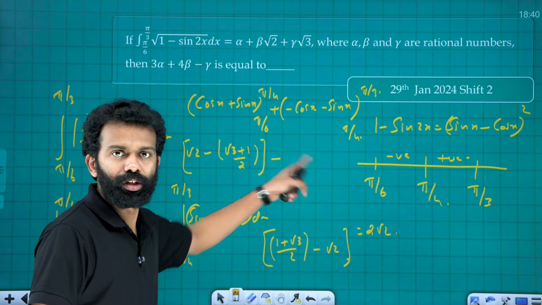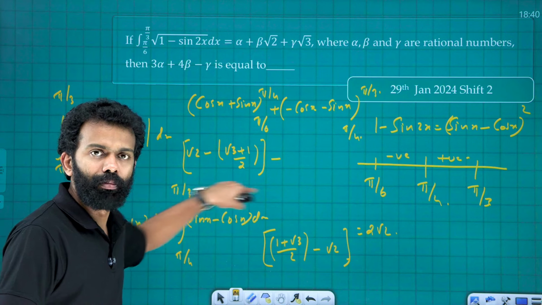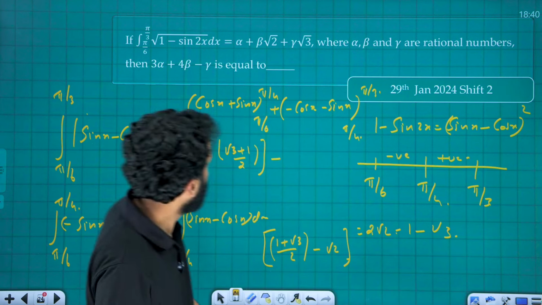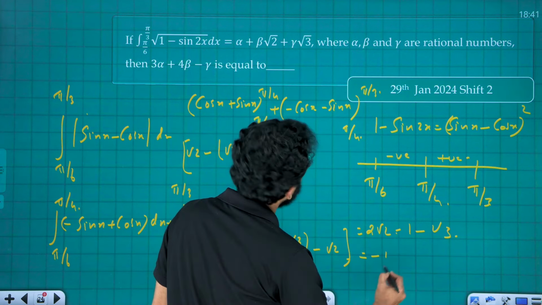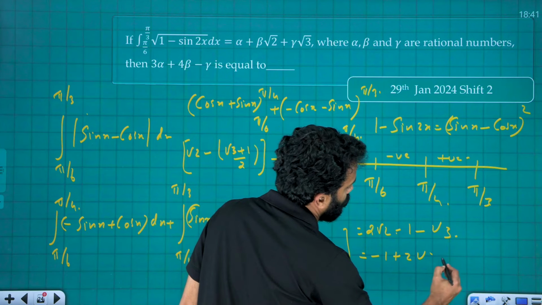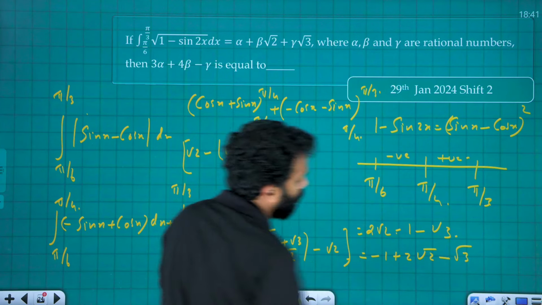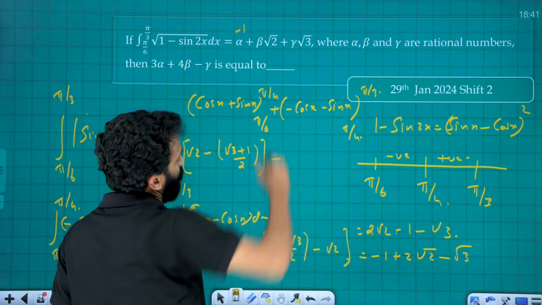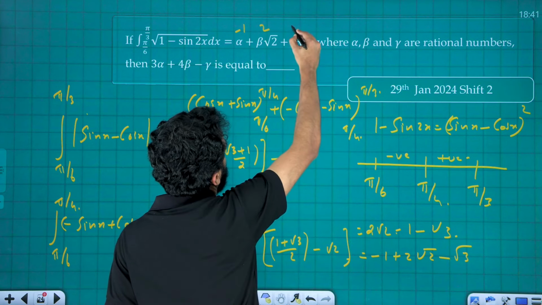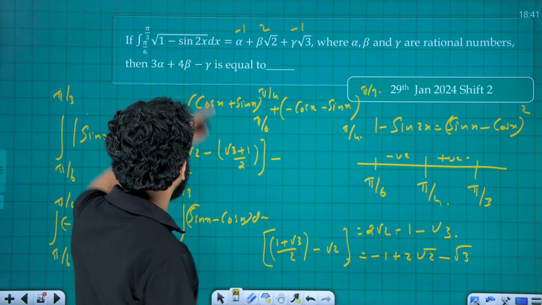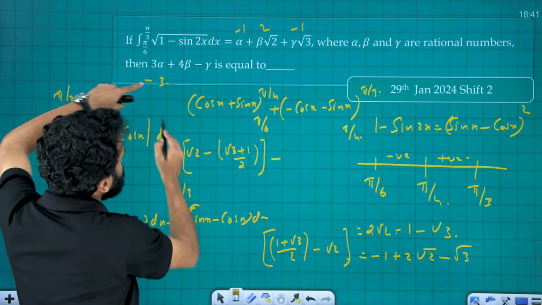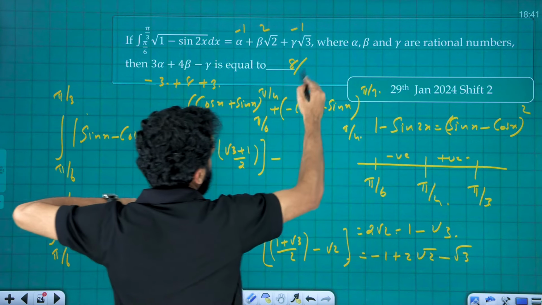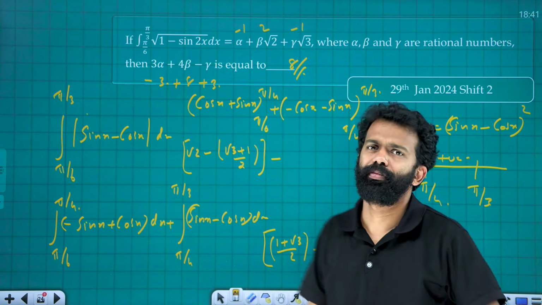Therefore, 2 times root 3 plus 1 by 2, 2 will get cancelled. It will be minus of 1 plus root 3, that is minus 1 minus root 3. If you rearrange it, it will be minus 1 plus 2 root 2 minus root 3. Therefore, alpha will be minus 1, beta will be 2, and gamma will be minus 1. We can substitute over here, we will get minus 3 plus 8 and plus 3. So the answer is 8 only. That's the final answer. Easy question.